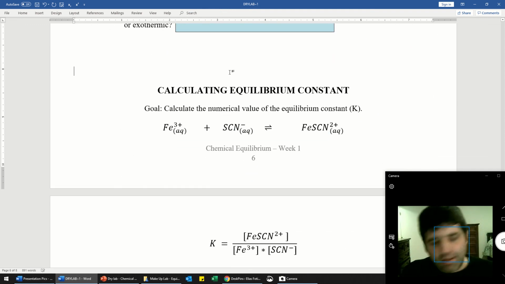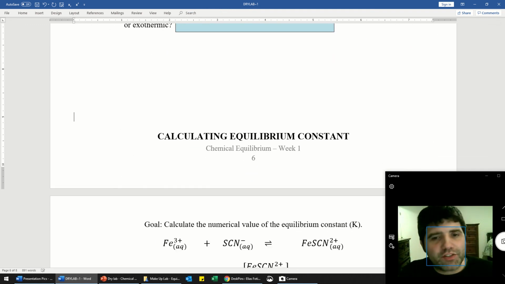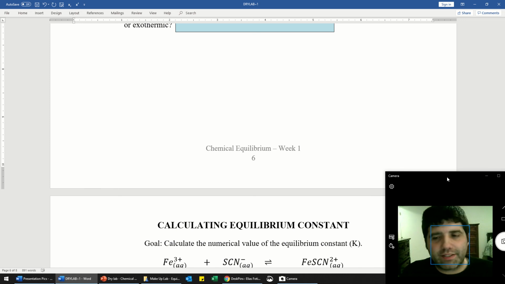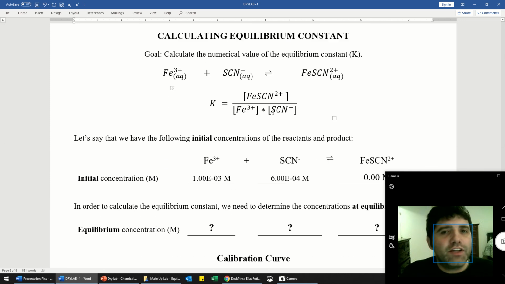Okay. Last thing we're going to do is talk about how you calculate the equilibrium constant, the actual value of K. So we're going to revisit the first chemical reaction we looked at. The goal here is to calculate the numerical value of the equilibrium constant, and then we'll talk about how you can interpret it. So here's the same chemical equation from the beginning: iron thiocyanate ion. Here we have the equilibrium constant expression set up.